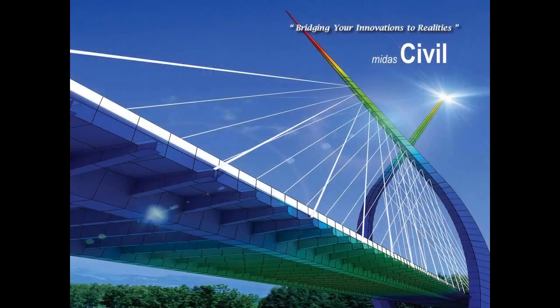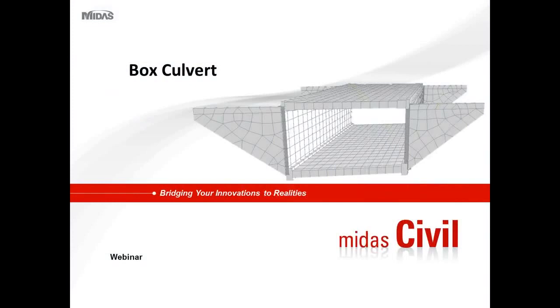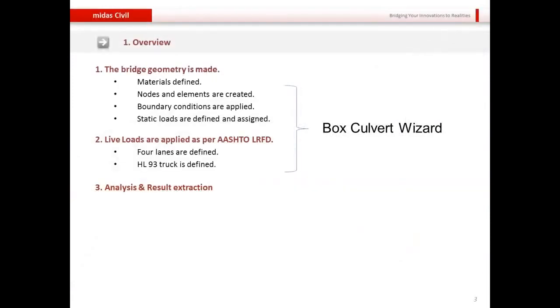We'll be doing the box culvert bridge modeling through Midas Civil, for which we'll be defining the material properties and everything else that includes node and element creation, boundary conditions assignment, static loads definition and assignment, and live loads generation, including 4 lanes as per AASHTO LRFD, and using HL93 truck vehicle will be done using box culvert wizard of Midas Civil. And then we'll move on to analysis and design.